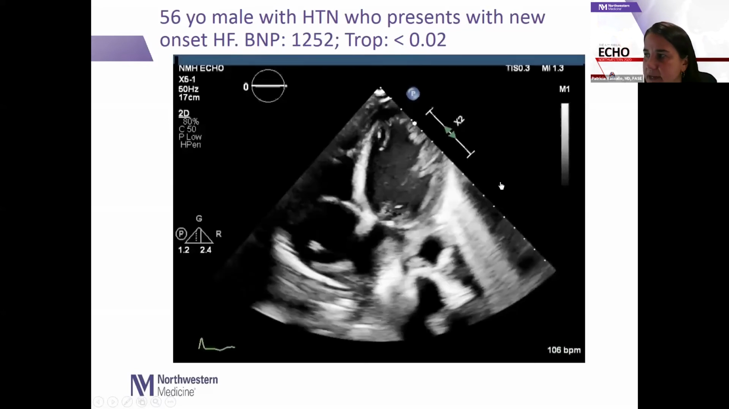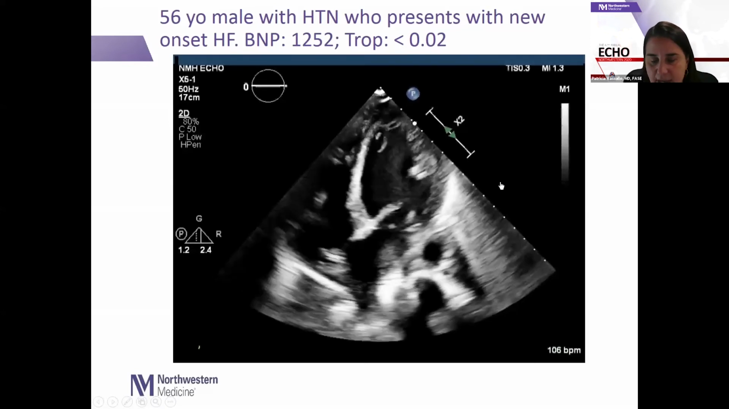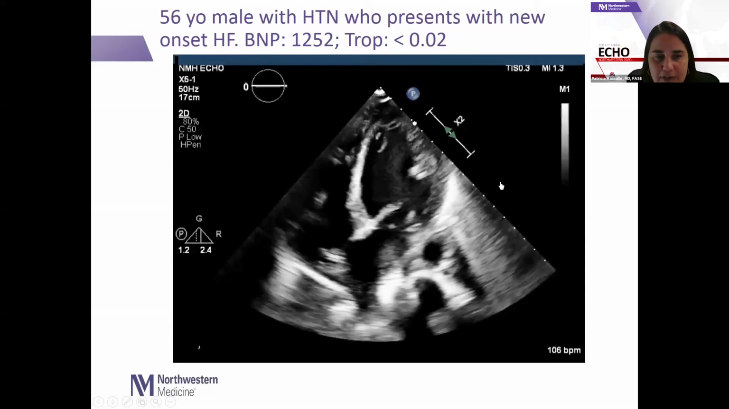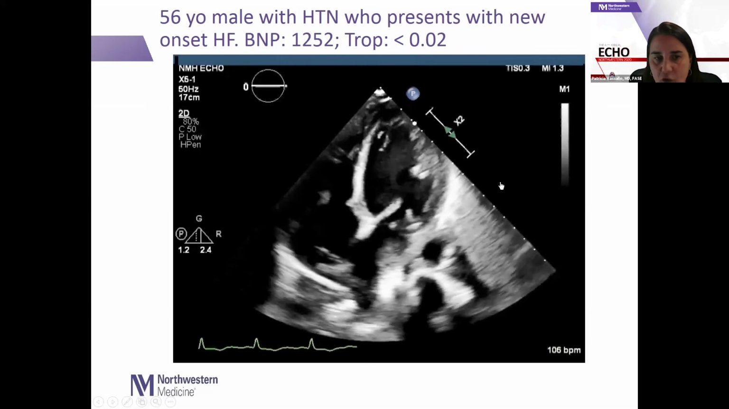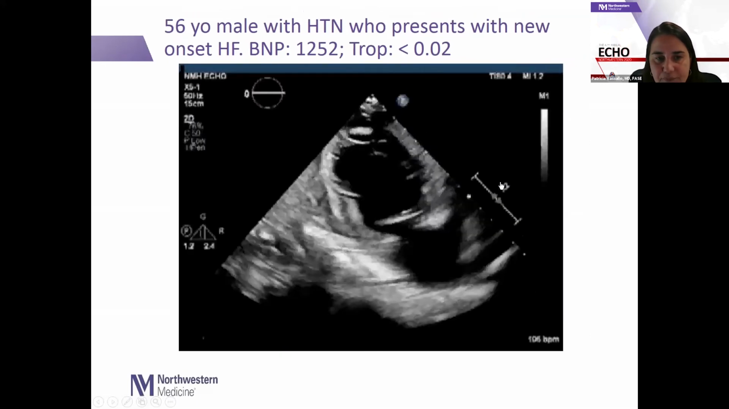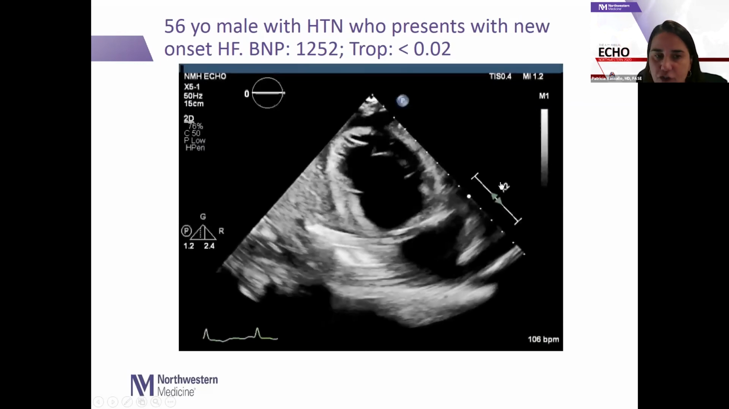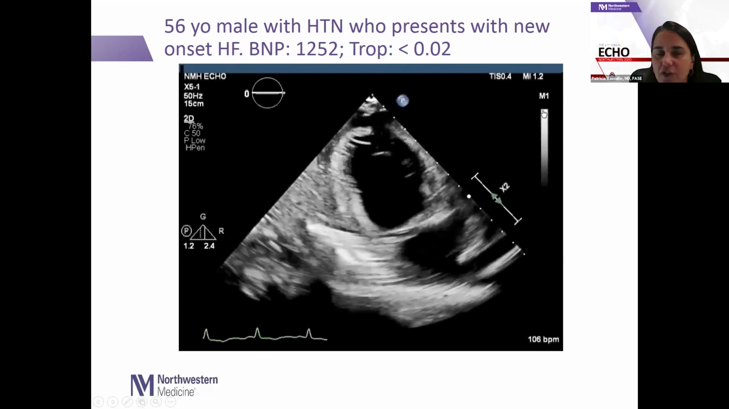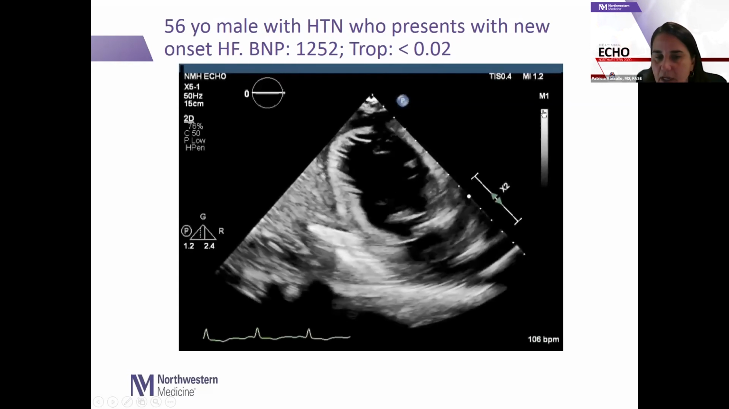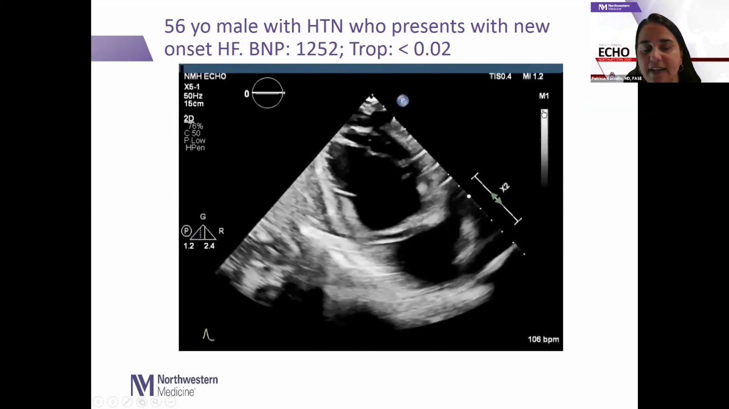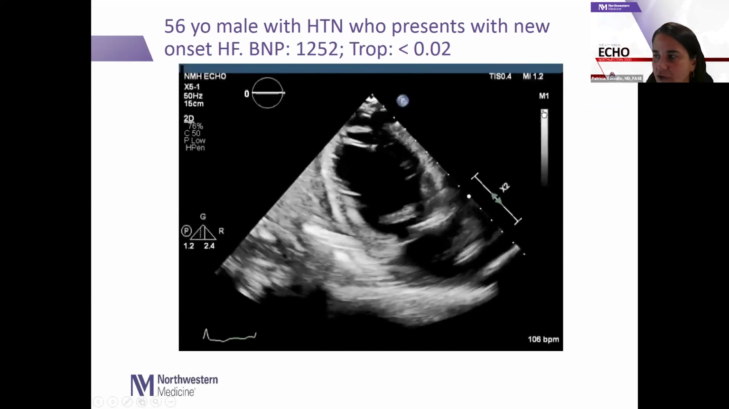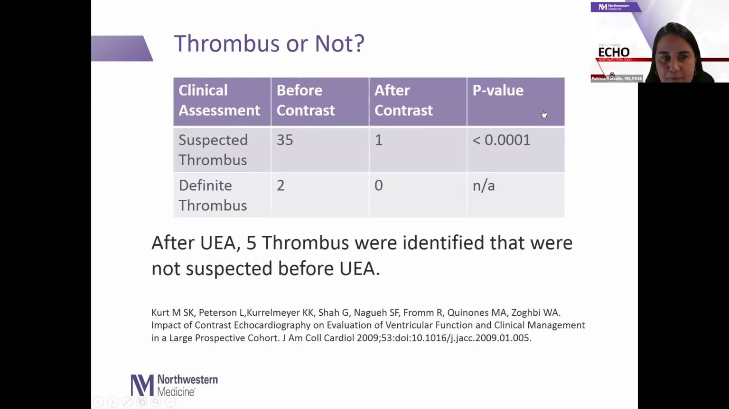When you don't see the apex well, or you have decreased LV systolic function, or you're concerned about regional wall motion abnormalities, you need to use ultrasound enhancing agents. Here is the apical 2 chamber, and what you see here is foreshortening. Whenever you see a rounded LV apex, you know that you have foreshortening. And giving contrast can help to prevent foreshortening and make sure that you're not missing the apex.